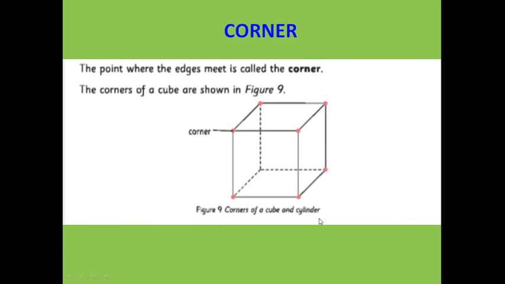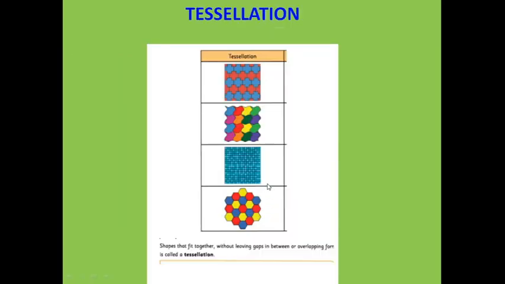And what is a corner? The point where the edges meet is called the corner. And we have seen what is tessellation. The shapes which fit together without leaving gaps in between is called tessellation.